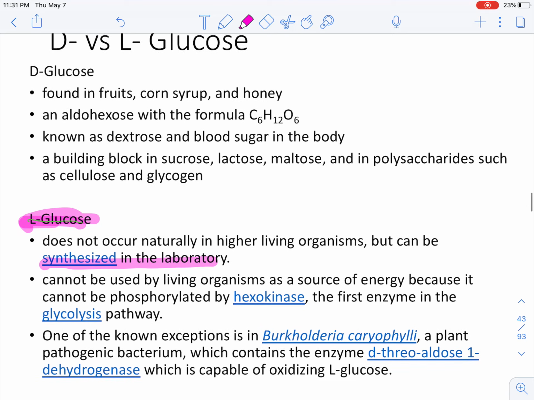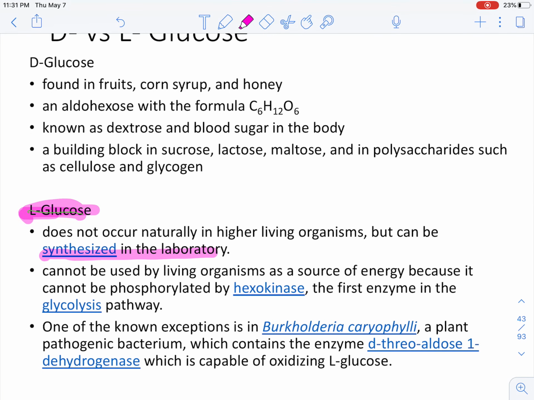There is, however, one exception, and so this is pretty interesting. So this type of plant pathogen bacteria, I'm not even going to pronounce its name, has an enzyme that can oxidize L-glucose. And so this is our first example of an organism that can utilize the L stereoisomer of glucose and be able to break it down and use it as a form of energy.